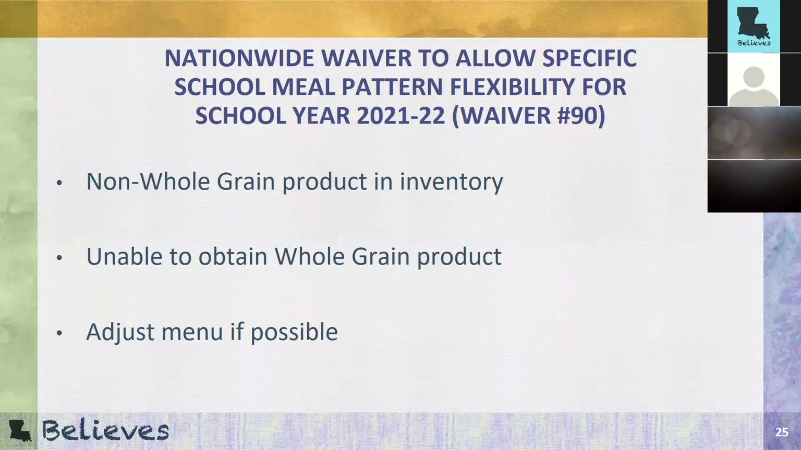So the SFA has to provide the state agency with necessary information and obtain state agency approval before using the waiver. If the SFA has non-whole grain products that are remaining in inventory, this would be adequate justification for utilizing the waiver. Also, inability to obtain the whole grain product is adequate justification. Of course, the SFA is also expected to adjust the menu if at all possible in order to meet the whole grain requirements.